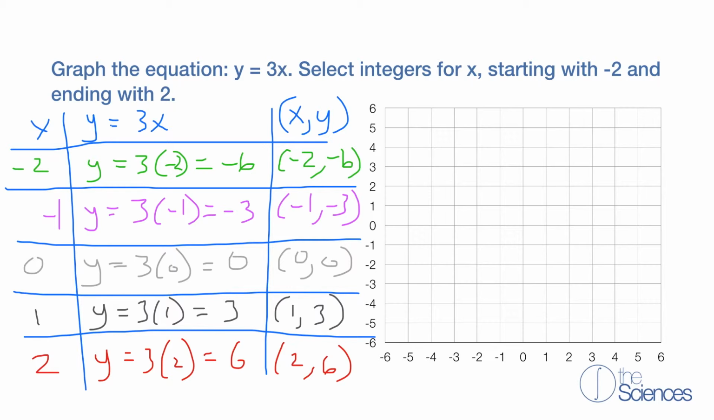Now we're going to plot these ordered pairs as points in the rectangular coordinate system. So our first point is -2, -6. Oh, -2, -6, I'm sorry. Again, we'll start all over. Here we have -2, and here we have -6. So this is our first point.